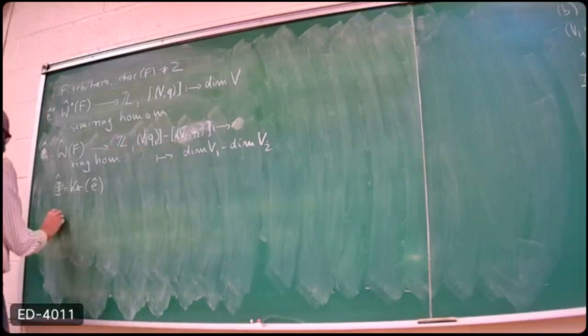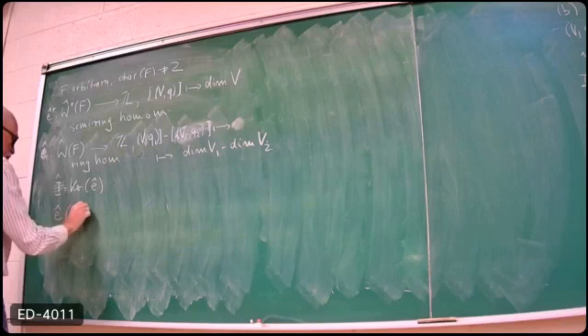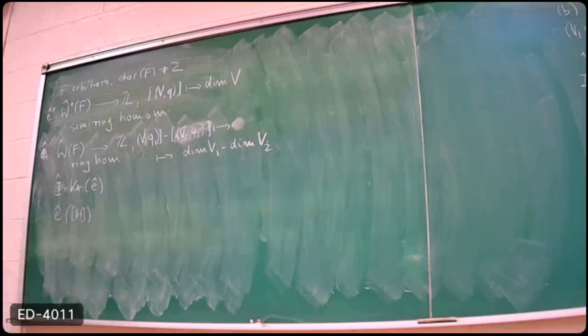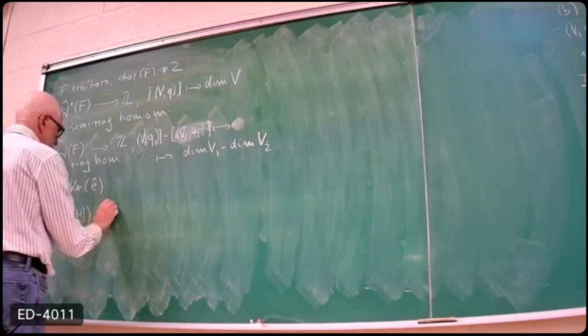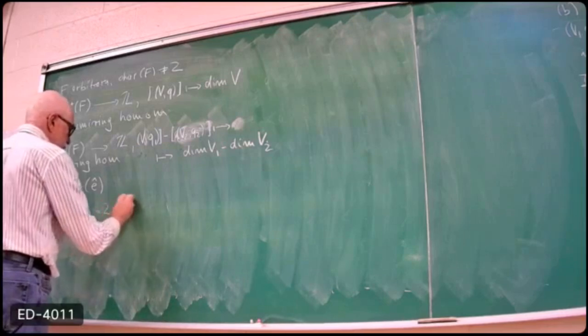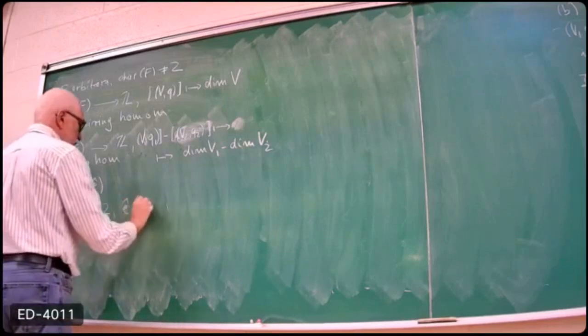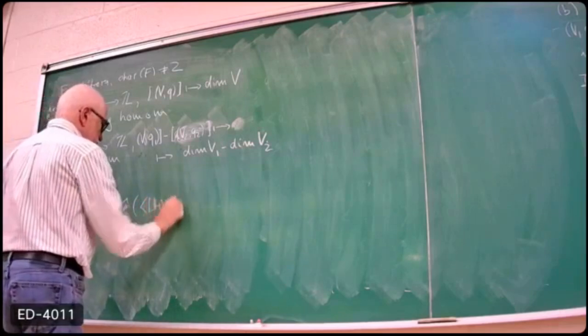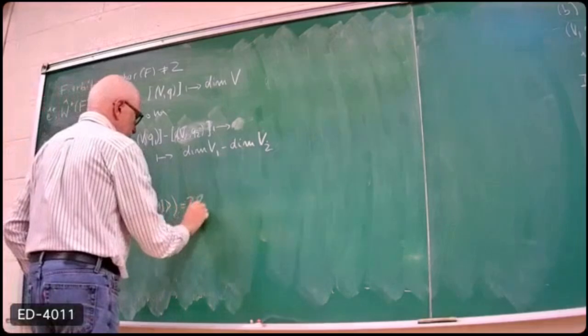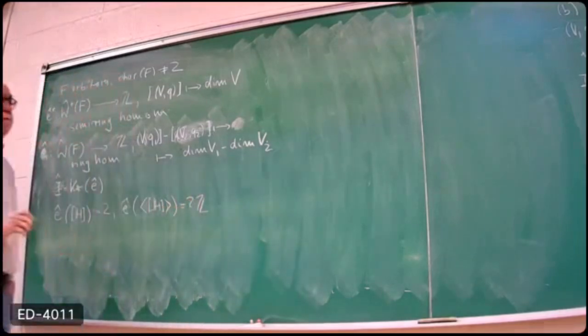Now, what does he have to the class? Well, the class of H has dimension two, so this is 2. So he has the ideal generated by H.